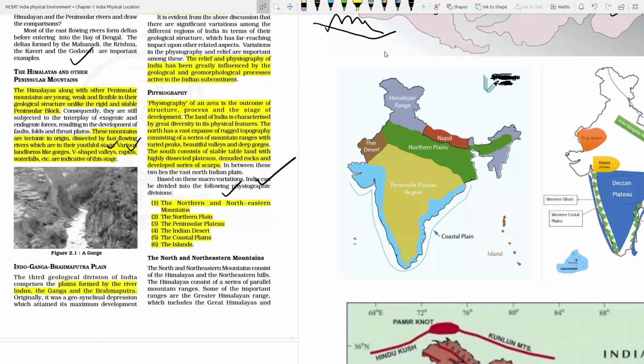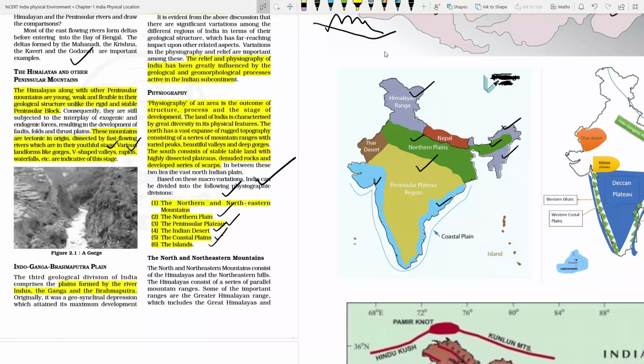The northern and northeastern mountains, like the Himalayas, the northern plains, the Indo-Gangetic plain and the Brahmaputra plain, the peninsular plateau, the peninsular part of India, the Indian desert part, coastal plains and islands. You can see this Himalayan range, this one, the Purvanchal hills, those will come under the northern and northeastern mountain. This one will come under the northern plains, including this one. Peninsular plateau, this one will be there. The coastal plains will be this bluish portion.